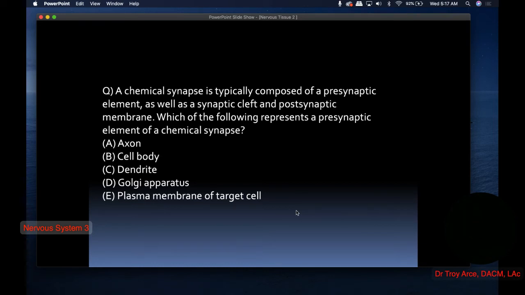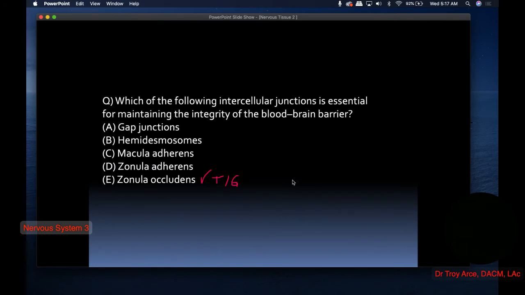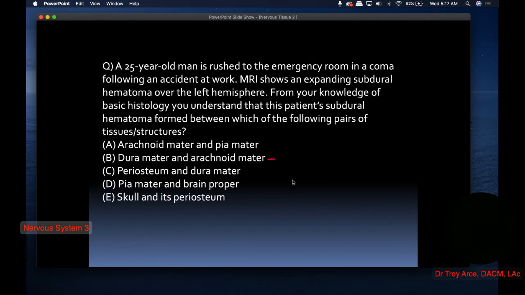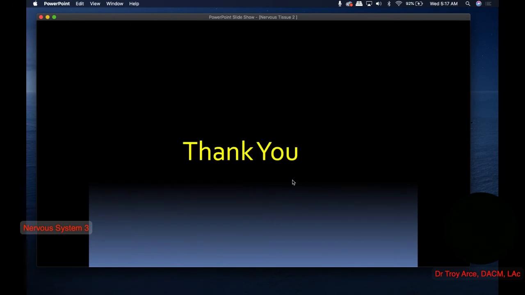And that'll be it for today's lecture. I wanted to thank you. Don't worry too much about these questions. We'll just get going on the gross anatomy. And I'd like to show you a couple of pictures to assist you with Friday's test.